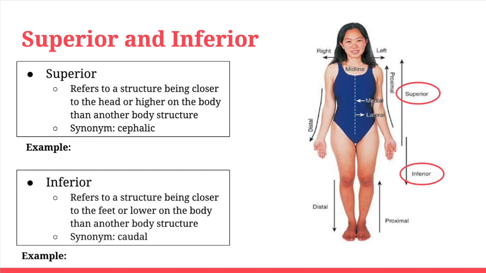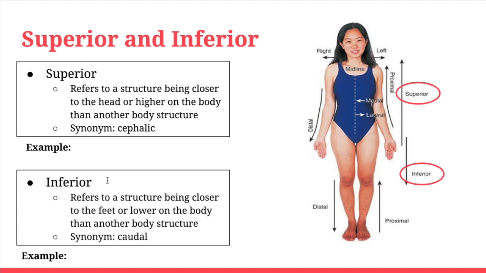So our first pairing of direction terms that we're going to go over will be superior and inferior. The terms we're going over are all grouped with their opposites, so superior and inferior are opposites. Superior means that a structure is closer to the head or higher up on the body than another body structure. Another synonym that you may see occasionally that means the same as superior would be the term cephalic.